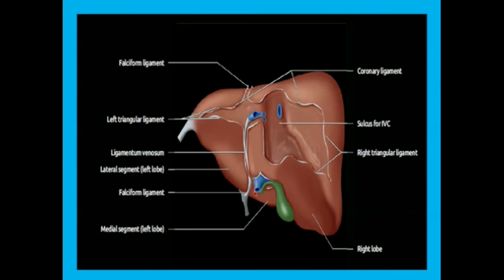The diaphragmatic peritoneal reflection is the coronary ligament, whose lateral extensions are the right and left triangular ligaments. The falciform ligament separates the medial and lateral segments of the left lobe. This is the triangular, this is the left one, this is the right one. These are the coronary and the falciform ligaments, whose lower part is called ligamentum teres, that is separating the right and left lobes.